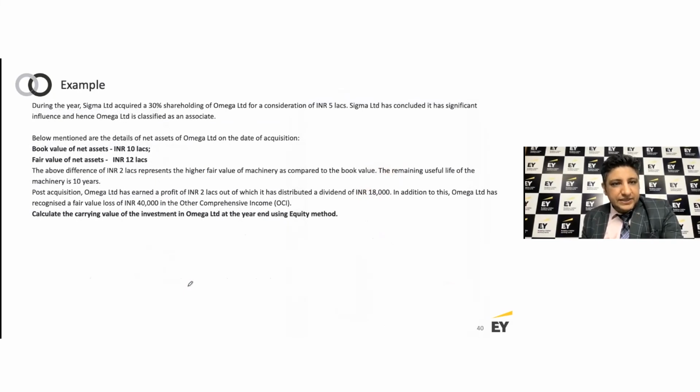now there's another question. It says that during the year, Sigma Limited acquired a 30% shareholding of Omega for a consideration of 5 lakh rupees. So this is the cost that you want to remember. Sigma Limited has concluded that it has significant influence, and Omega Limited accordingly is classified as an associate. Below are the details of the net assets of Omega Limited on the date of acquisition. The book value of the net assets is 10 lakh. The fair value of net assets is 12 lakh. The above difference of 2 lakhs represents the higher fair value of machinery as compared to the book value. The remaining useful life of the machinery is 10 years, right?